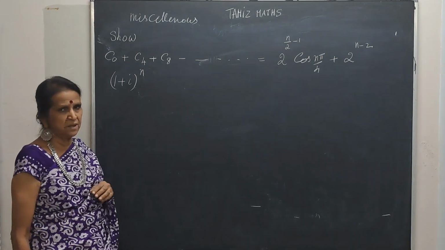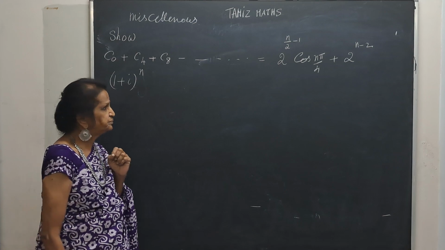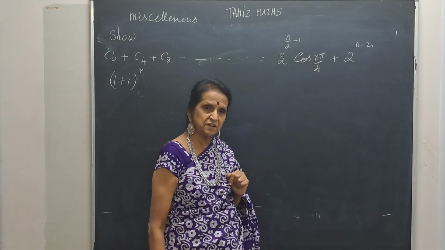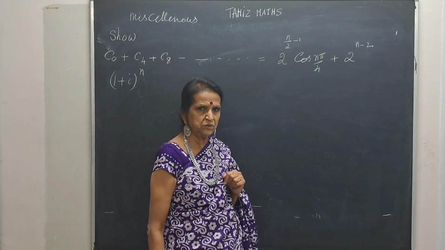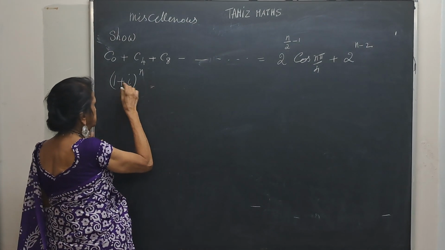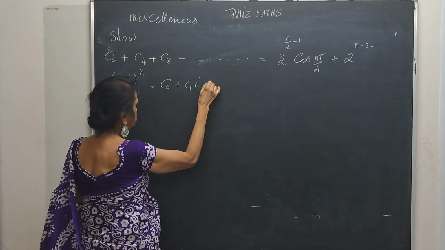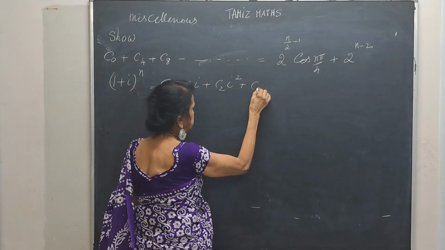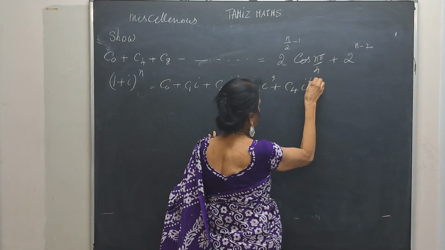Consider 1 plus i whole power n. A small clue I will give you. Because of this cos n pi by 4, I will consider that. That's a clue. And you will grasp the clue only with practice. 1 plus i whole power n is C0, that's 1, plus C1 into i plus C2 into i square plus C3 into i cube plus C4 into i power 4 and so on.